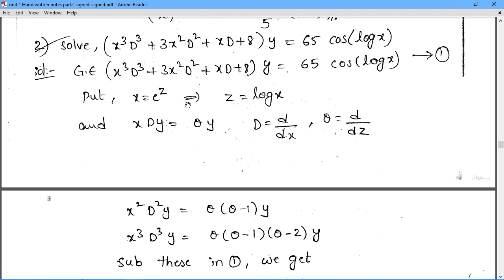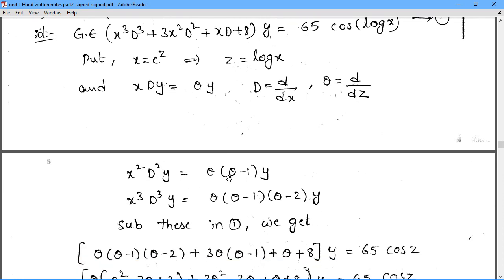For this, we have to substitute x equal to e power z, so that z is log x and x dy will be theta y. X square d square y will be theta into theta minus 1 into y. X cube d cube y will be theta into theta minus 1 into theta minus 2 into y. And capital D means d by dx, theta means d by dz.